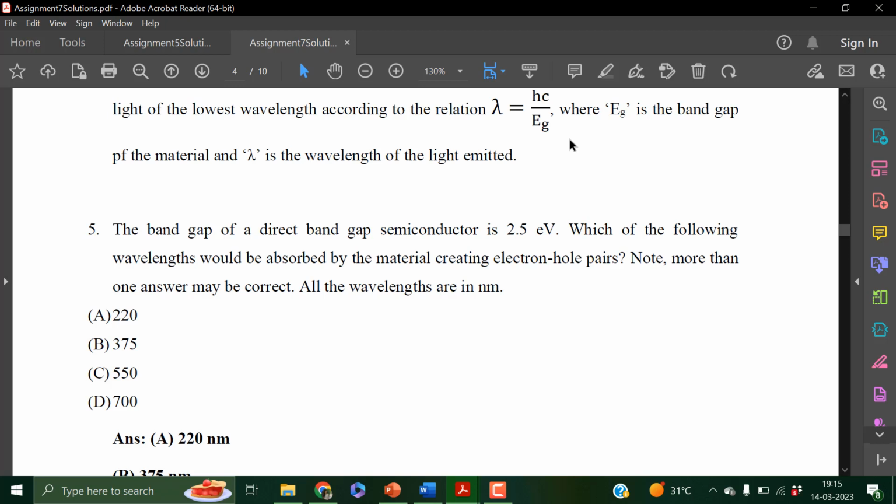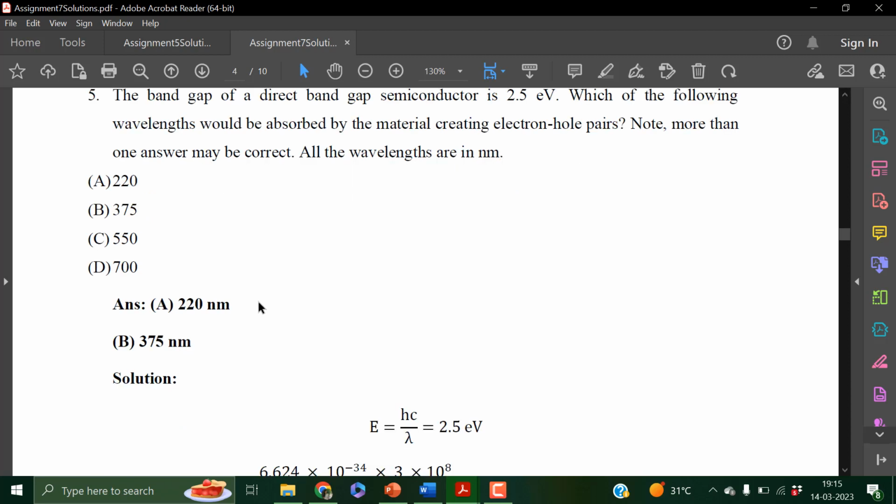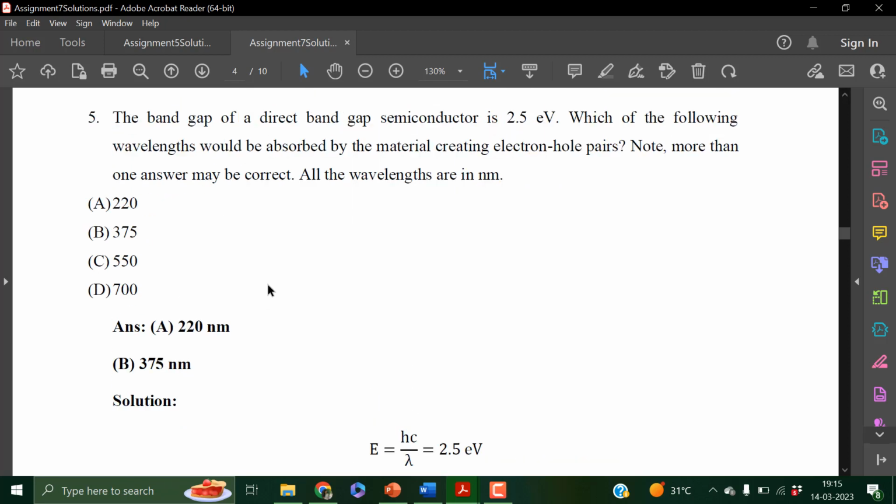That is about 500, ma'am, but the option is not there. They are asking which wavelength would be absorbed by the material. Suppose a material's band gap is 2.5; if you provide 2.5, 2.6, 2.7, anything greater than 2.5, there will be excitation and absorption. If you put 2.6, it becomes 476. Whatever is above the band gap energy will be absorbed.